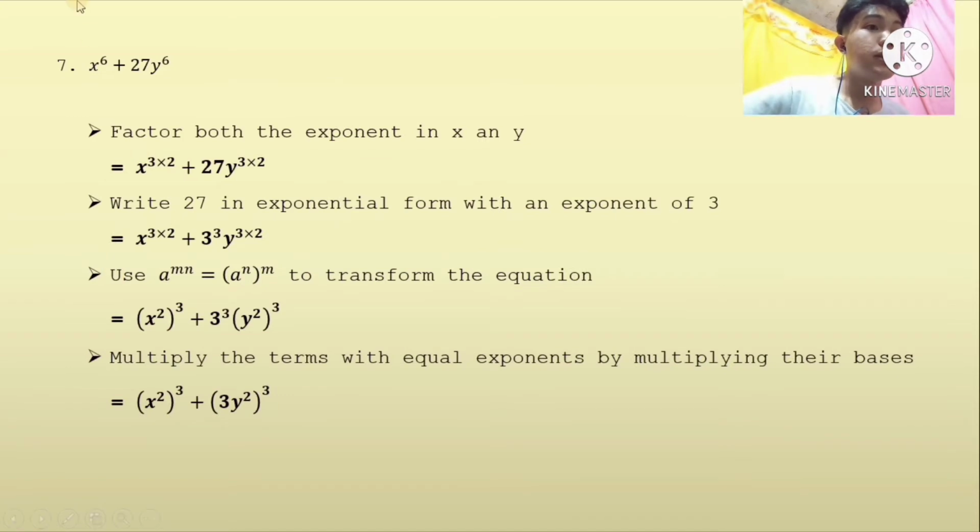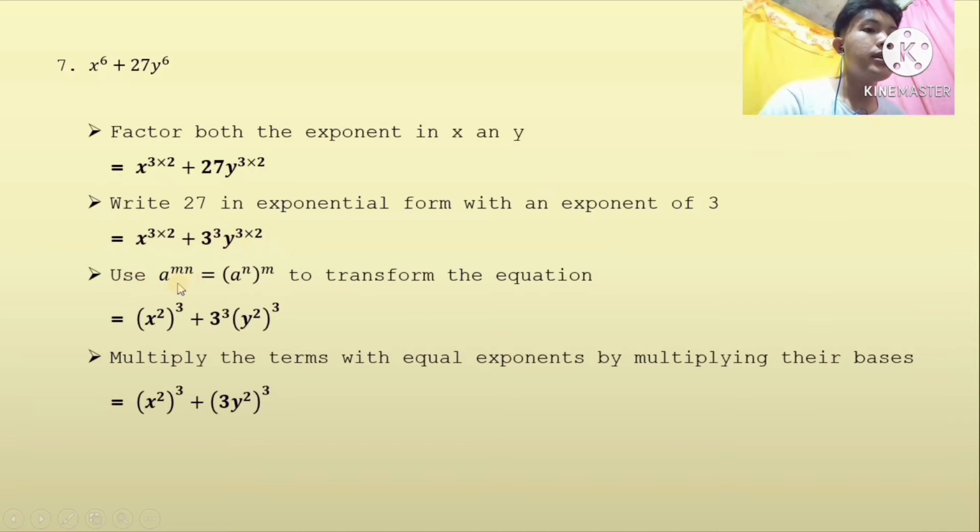Next, number 7, factor x raised to 6 plus 27y raised to 6. First, factor both the exponents in x and y. The factor of 6 is equal to 3 times 2. So our equation will be x raised to 3 times 2 plus 27y raised to 3 times 2. Then write 27 in exponential form with an exponent of 3, which is 3 cubed. So our equation would be x raised to 3 times 2 plus 3 raised to 3 times y raised to 3 times 2.